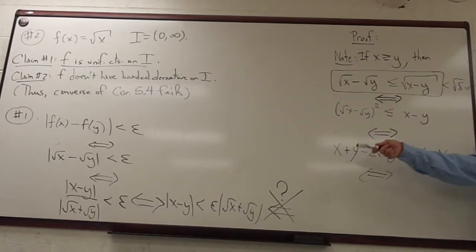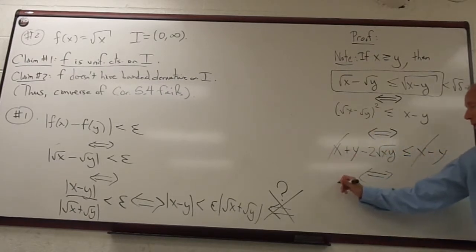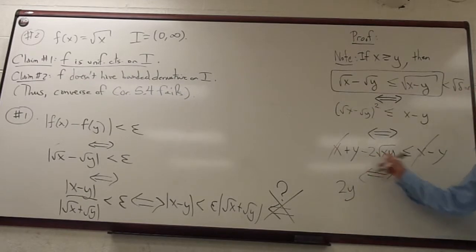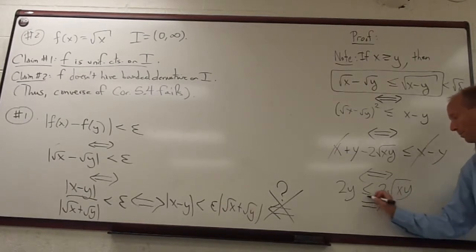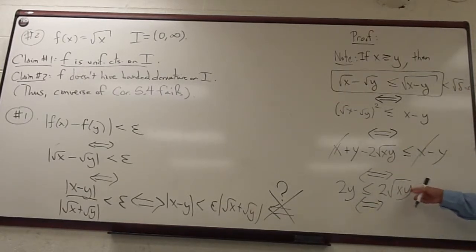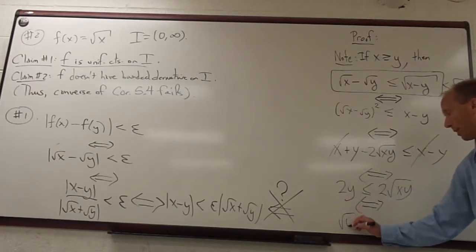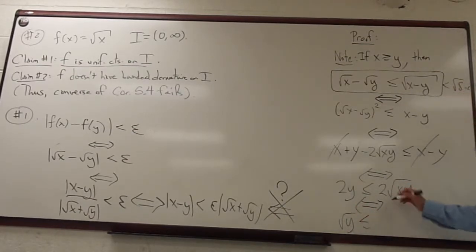X's cancel, right? Okay, let's just do that. Then what? Move the y. Okay, move this y over here, so I get 2y. Then let me move this 2 radical xy to the other side. Divided by 2, and you've got a radical y on both sides that you can cancel. So that'll leave me with just radical y on this side and radical x on that side.